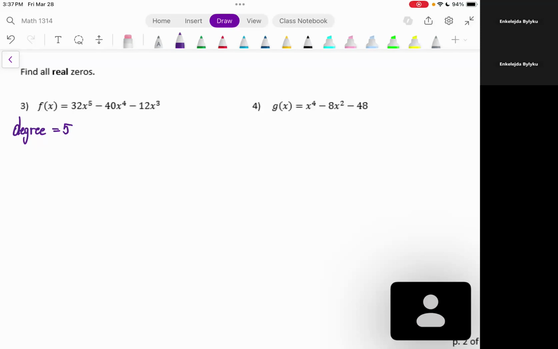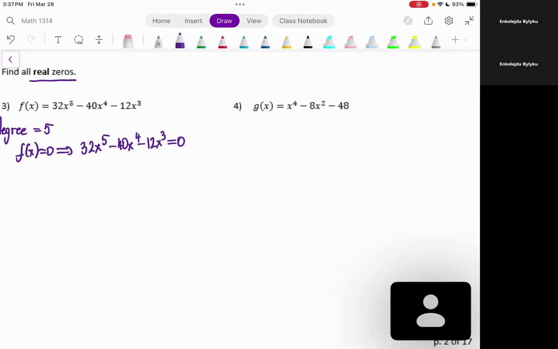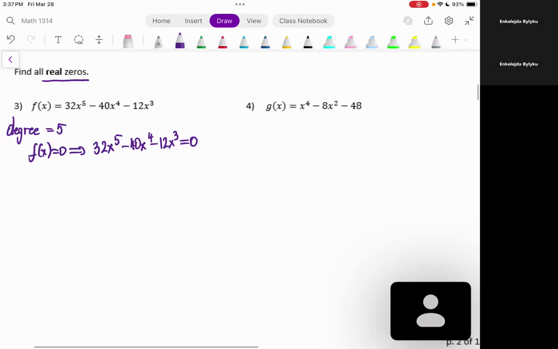Well, first, because I'm looking for the real zeros, I'm going to set f of x equal to 0. That means 32x fifth minus 40x to the fourth minus 12x to the third is equal to 0. Now I'm going to look for ways to solve it. It is a degree 5, so the quadratic formula is not going to work. The AC method is not going to work right off the bat.